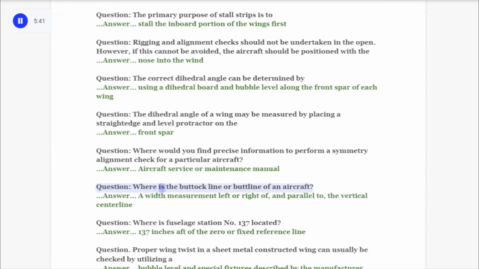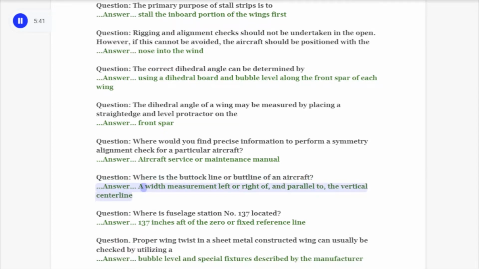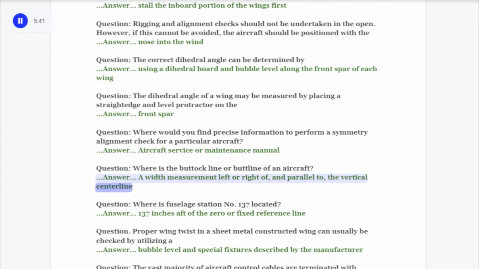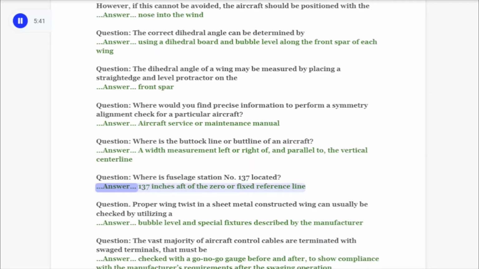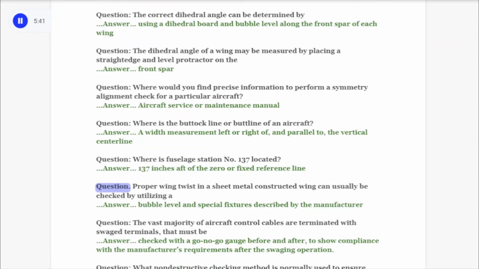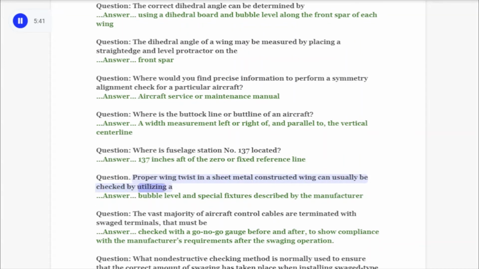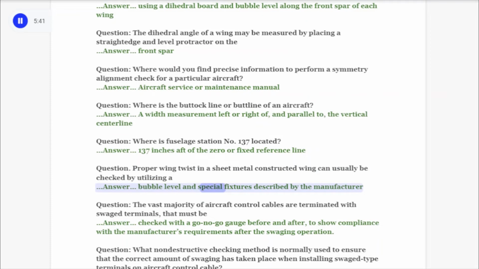Question: where is the buttock line or butt line of an aircraft? Answer: a width measurement left or right of and parallel to the vertical center line. Question: where is fuselage station number 137 located? Answer: 137 inches aft of the zero or fixed reference line. Question: proper wing twist in a sheet metal constructed wing can usually be checked by utilizing a... Answer: bubble level and special fixtures described by the manufacturer.